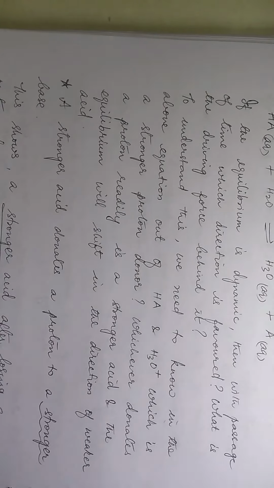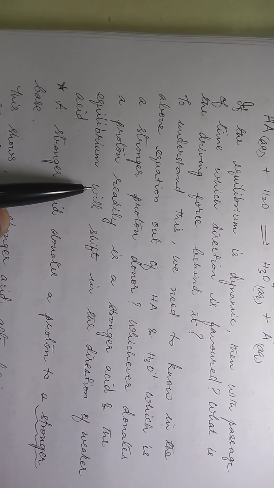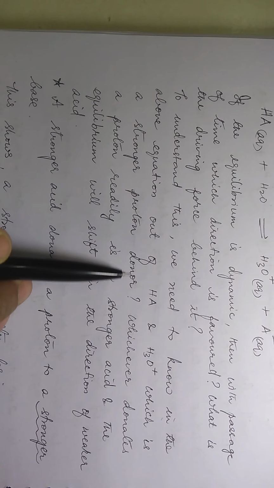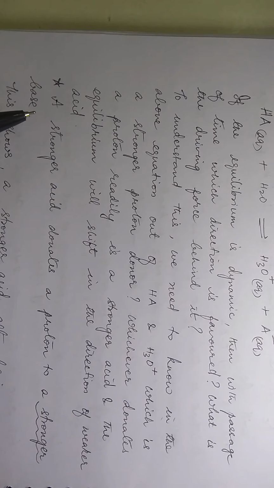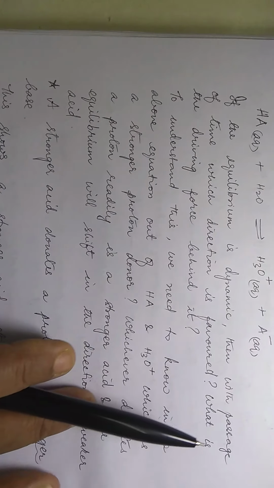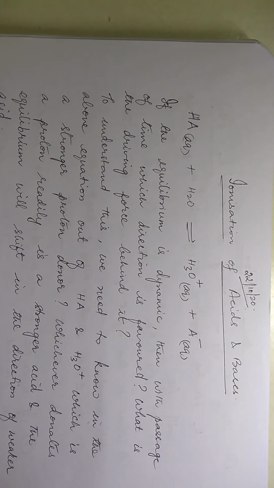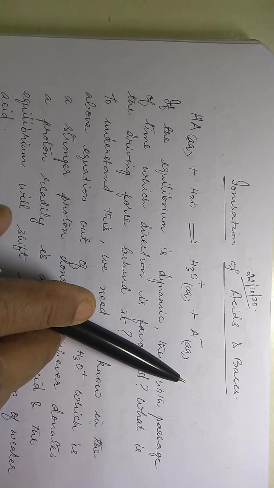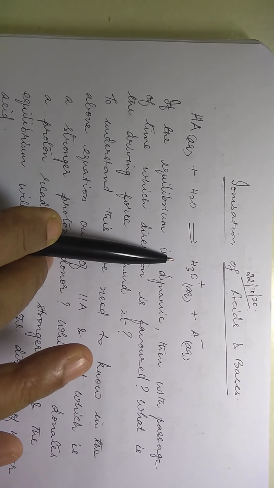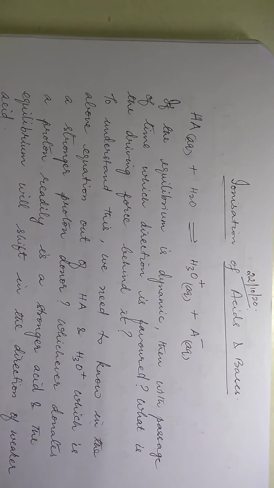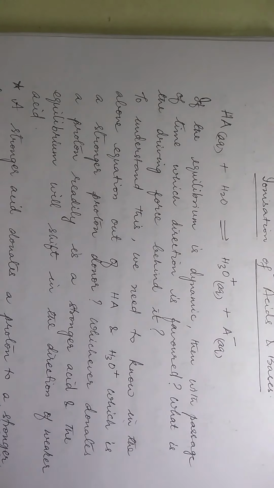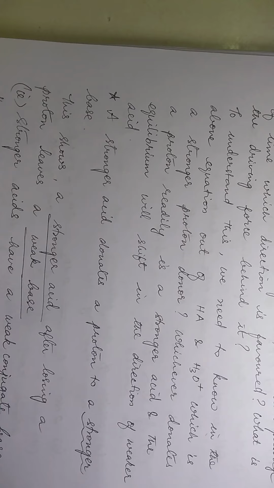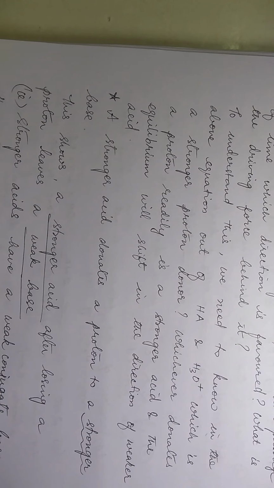Now, to understand this, out of HA and H3O+, which is a stronger proton donor? If you know this, then you can understand whether the reaction will move in the forward or backward direction. If HA is a better proton donor, then obviously the movement will be in the forward direction. If H3O+ is a better proton donor, then the reaction will move in the backward direction. So let us try to find that out. Whichever donates the proton readily, that is the stronger acid, and the equilibrium will shift in the direction of the weaker acid.